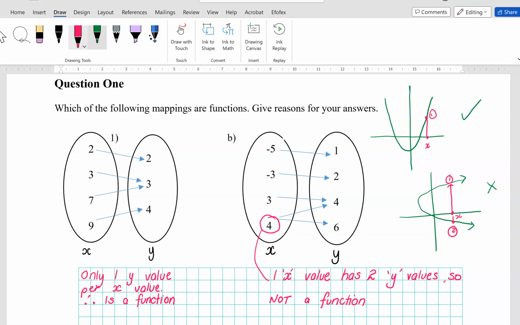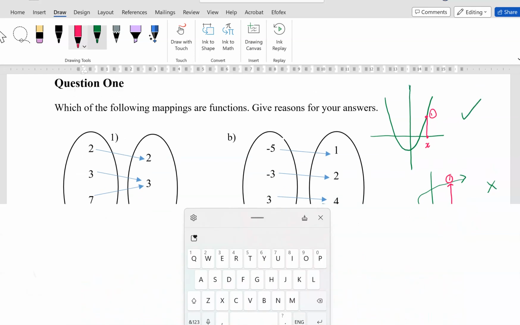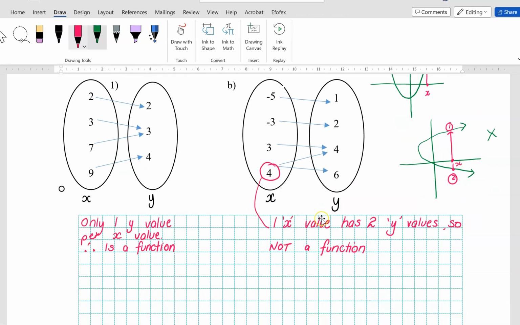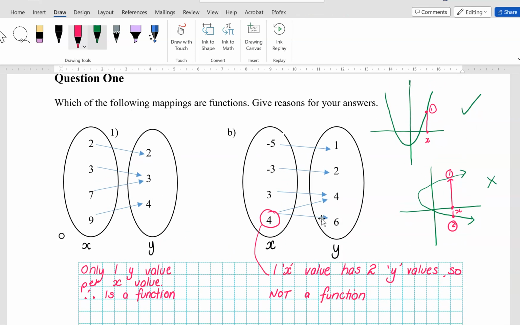Okay, this video is going to run through the solutions for a previous test. Let's look at the first question. It's asking you which of these mapping functions are functions, right? And give reasons for your answer. So let's go back to what do we know about functions.